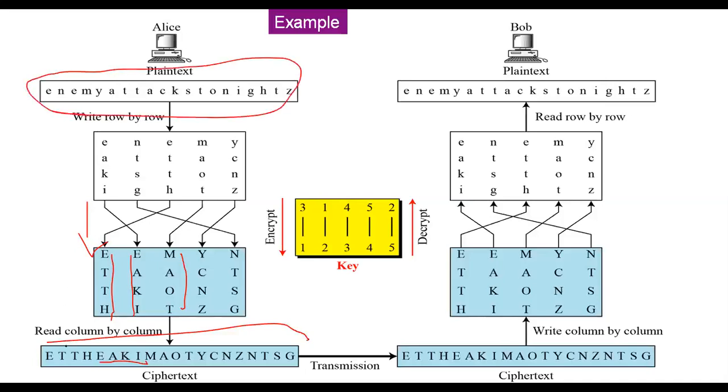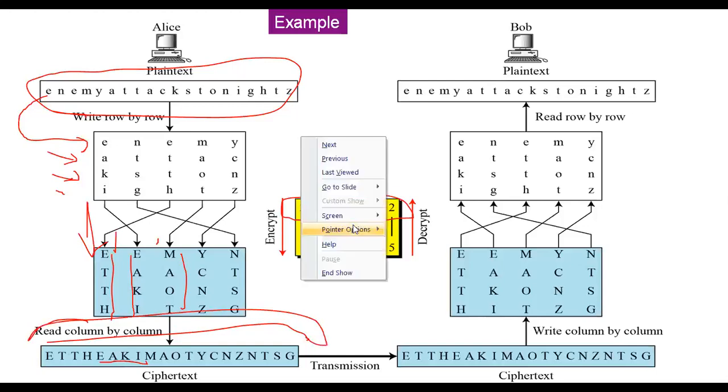This is the plain text. This is the ciphertext. So what we have done: first write all these characters row by row. Then by using this key, reorder the columns. That means the third column becomes the first column, the first column becomes the second column, the fourth column becomes the third column, just like I reordered these columns. Then read these characters column by column. So this is the ciphertext.